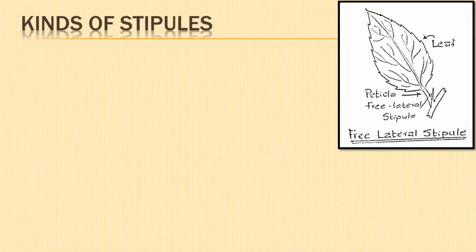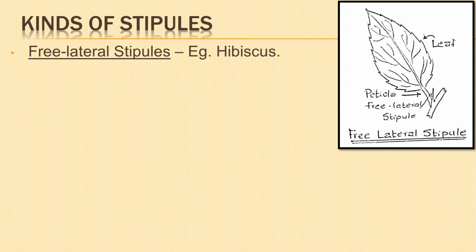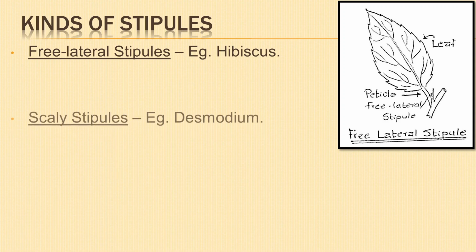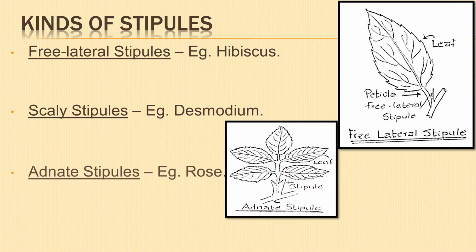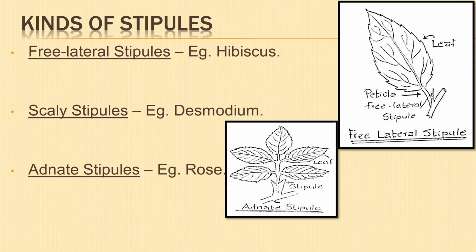Free lateral stipules. A pair of free stipules are borne, one on each side of the leaf base, for example, hibiscus. Scaly stipules. Small dry scales are borne on both sides of the leaf base, for example, desmodium. Adnate stipules. Two lateral stipules adhere to the petiole up to a certain height and appear like a wing, for example, rose.